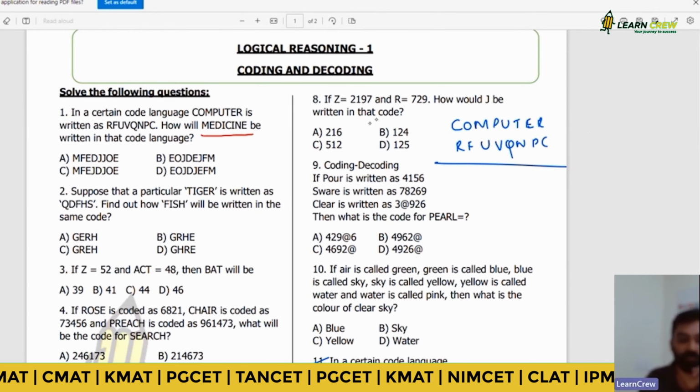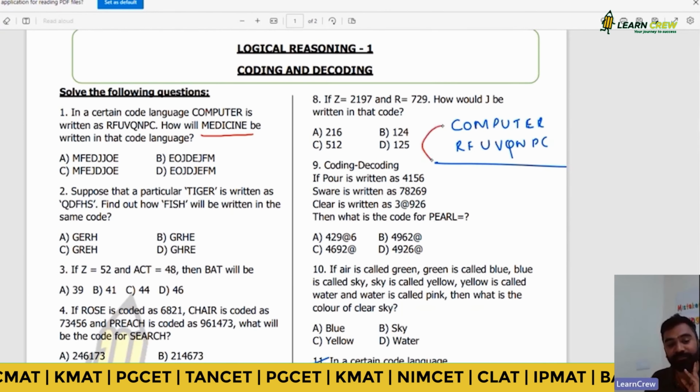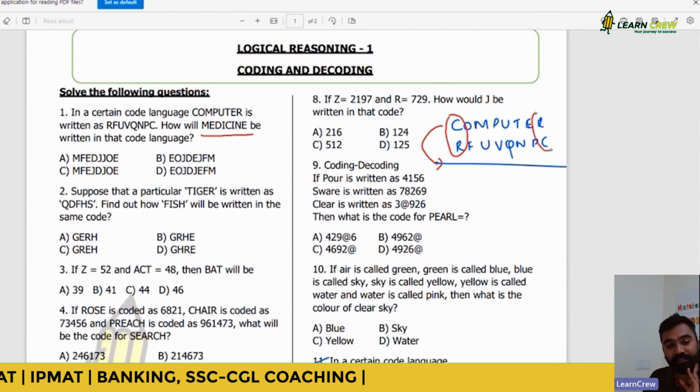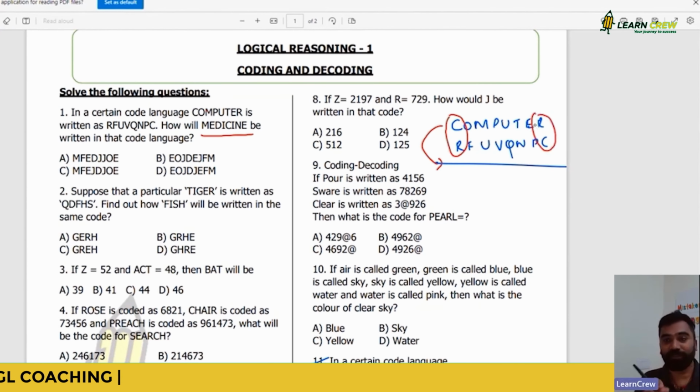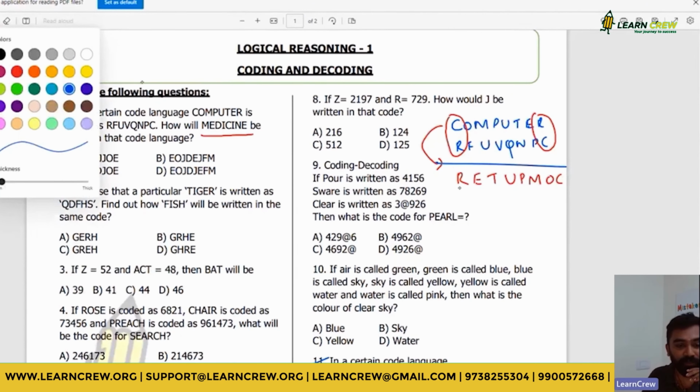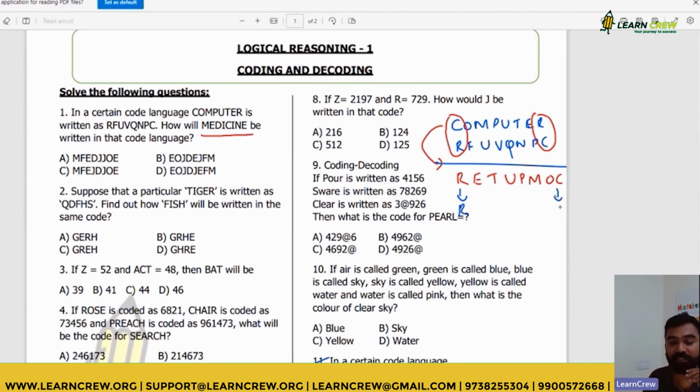Okay, C refers to R. Now, this computer, can it be reversed? If you observe here, CR and RC, it is nothing but swapped. So your first step is going to be to reverse the given word computer. Reverse it first. It becomes RETUPMOC. Next, what happens? They're writing it the same as below. This becomes R. This remains as C.